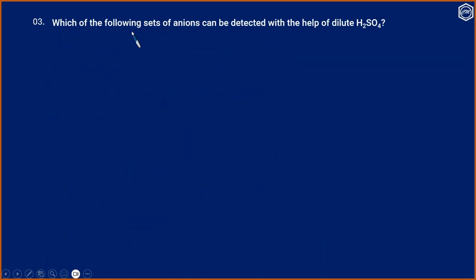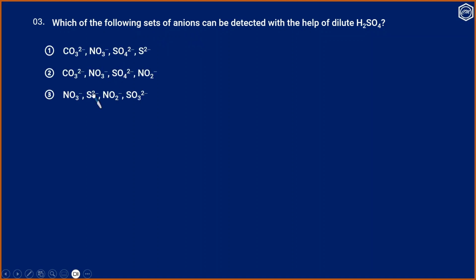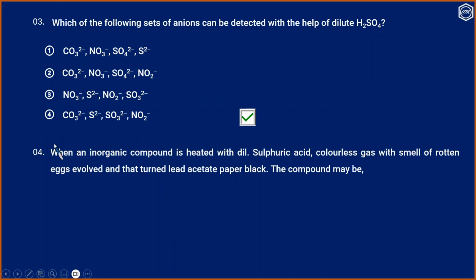Question number 3. Which of the following sets of anions can be detected with the help of dilute sulfuric acid? Option 1, option 2, option 3, option 4. And we know that dilute sulfuric acid is used as a preliminary test for carbonate, sulfite and nitrite. Therefore, option 4 should be the correct answer. Yes, that is the correct answer.